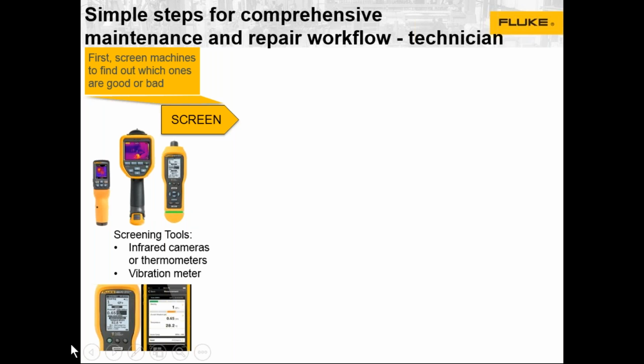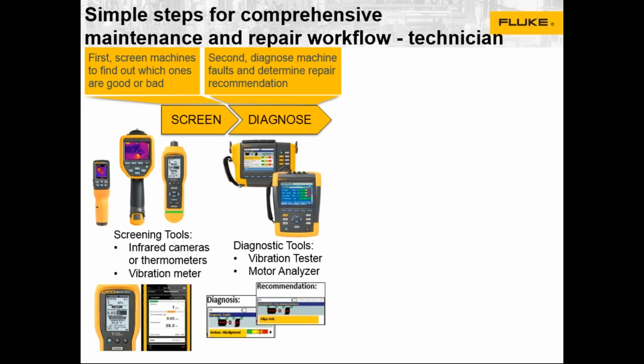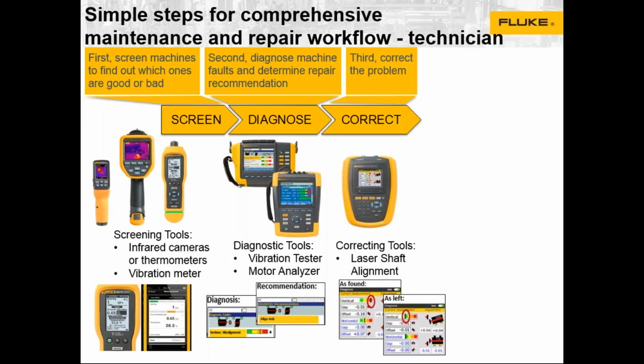And if you look down here at the bottom, you can see that on the screen to the right, you'll notice that we have orange. So that's a flag telling us that, hey, something is wrong with this machine. So once we screen out which machines are good or bad, then we call in the doctor. So the doctor for a machine is a vibration tester or a motor analyzer. These tools are going to tell us what the problem is, just like a general practice doctor, and tell us how to fix it. So if you read down there at the bottom, it says serious misalignment, and the recommendation is to align the machine.